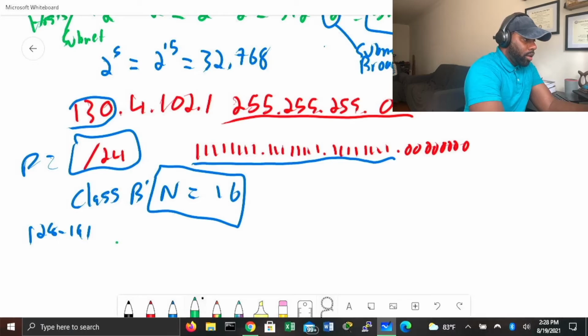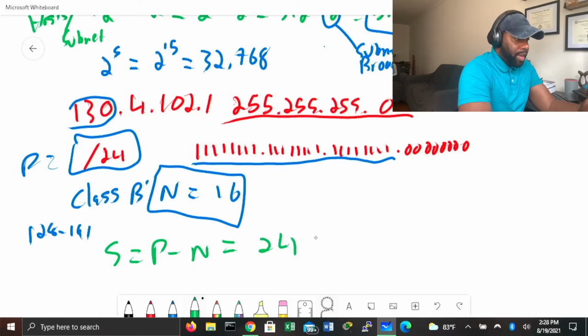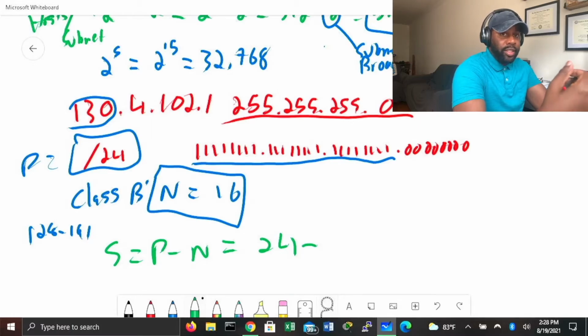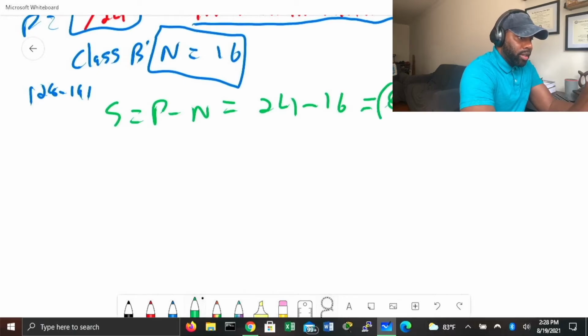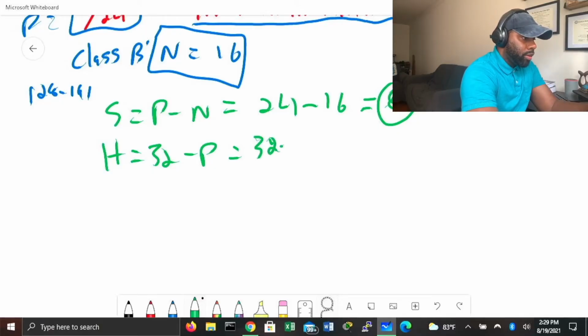Now the next step is, what are the subnet bits, right? S is going to be equal to P minus N, which is 24, where we're applying the class rules, minus 16 equals 8. So that's 8 subnet bits. Now we're moving on to the host bits: 32 minus P. This is almost as if we're not using any class rules at all. We're just taking the mask, applying it to the IP address, and getting our value. 32 minus P, which is 24, is equal to 8.